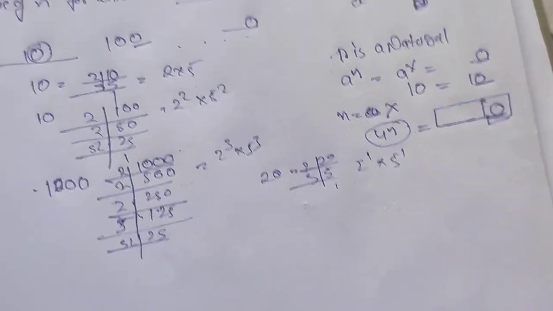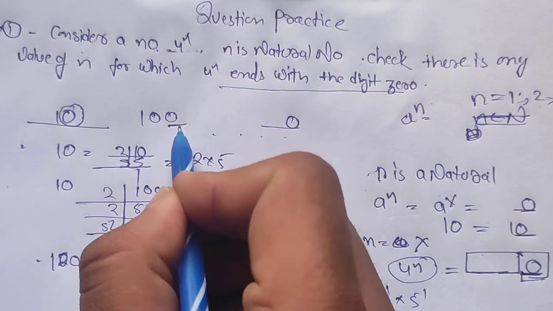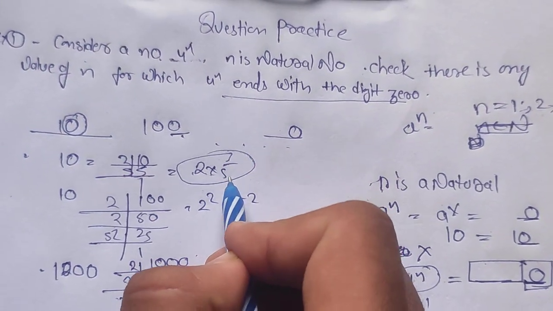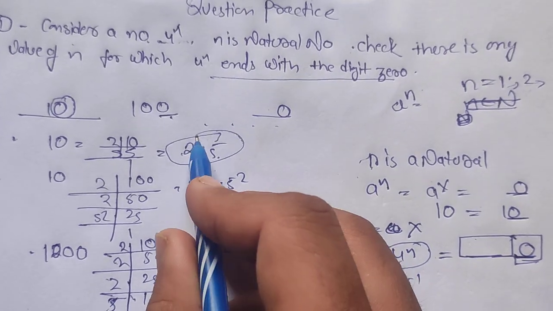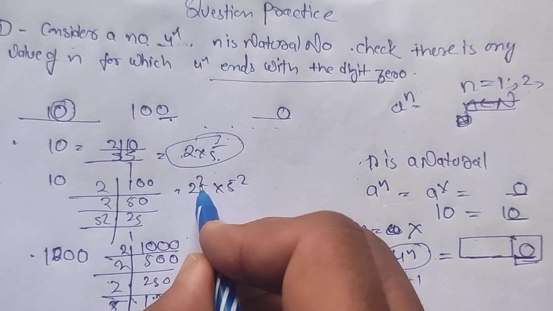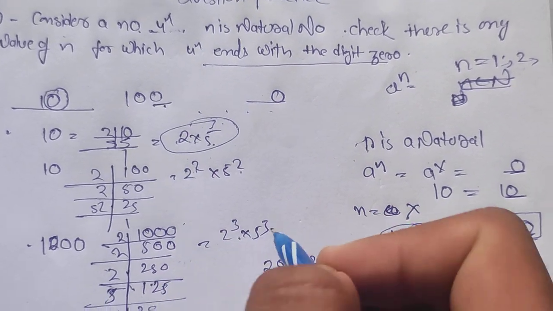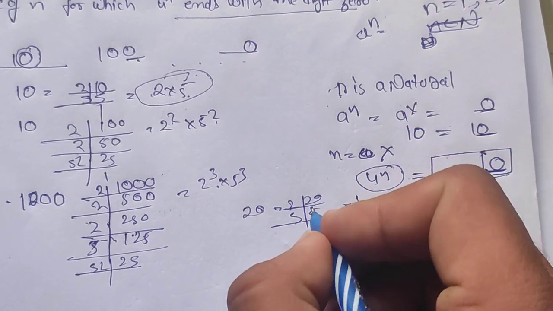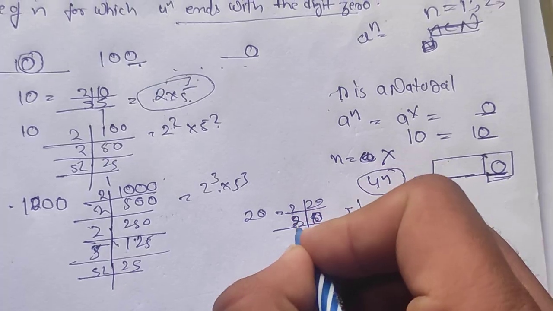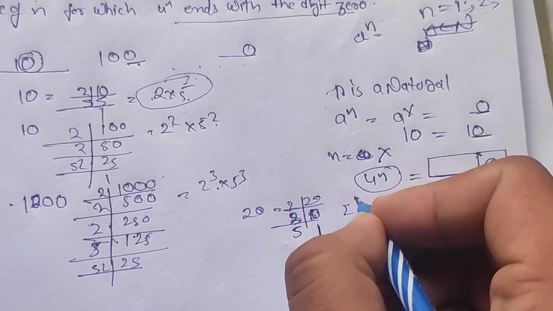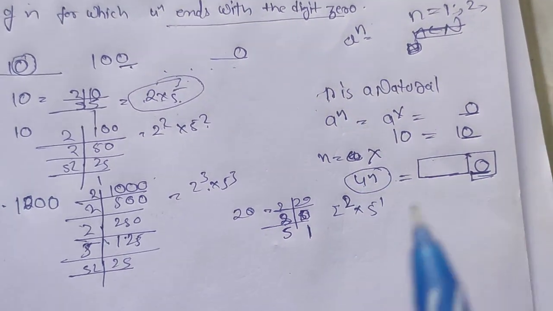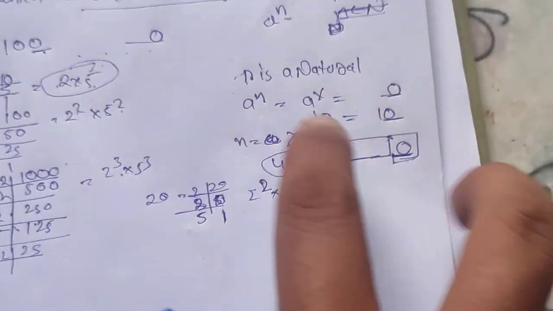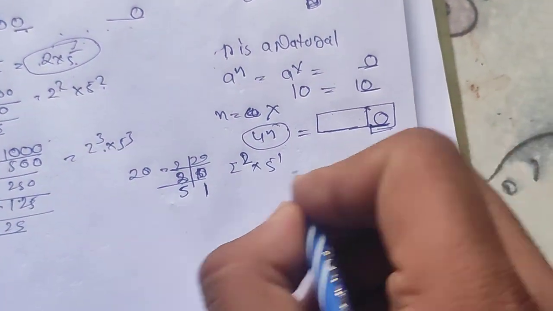Okay, so whenever the unit place is 0, the whole factorization is in the form of 2 and 5, like 2 to the power 1, 5 to the power 1; 2 to the power 2, 5 to the power 2; 2 to the power 3, 5 to the power 3. My mistake, for 20 it is 2 to the power 2, 5 to the power 1. So this is what the factorization looks like for any number which has unit place 0.